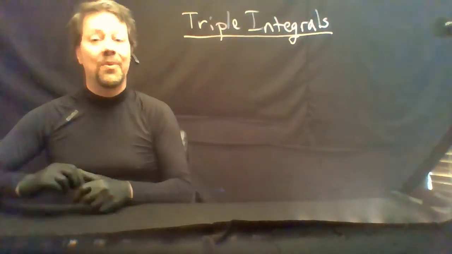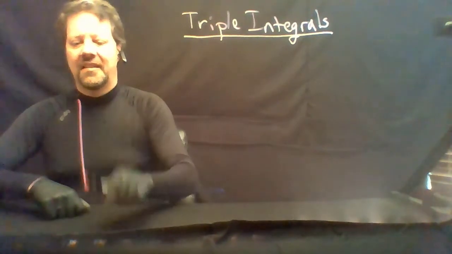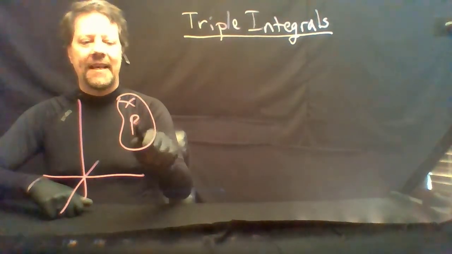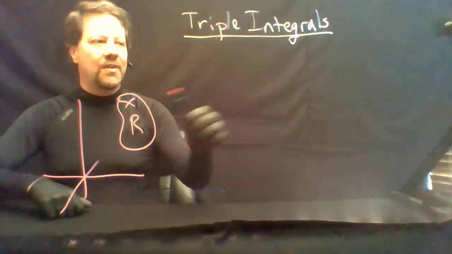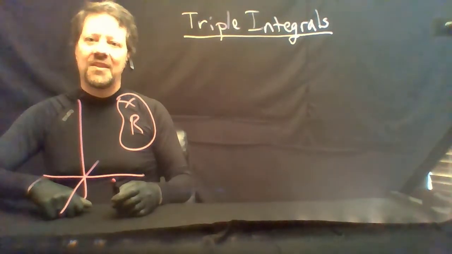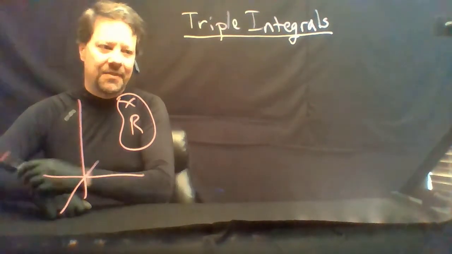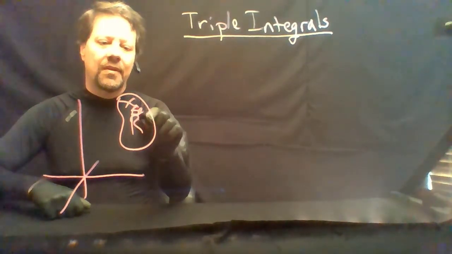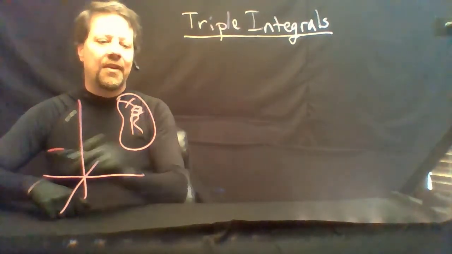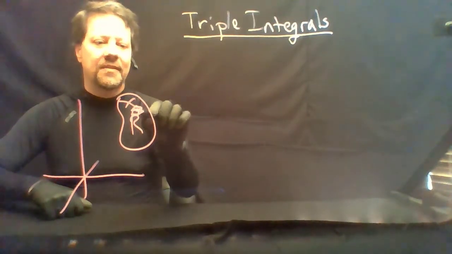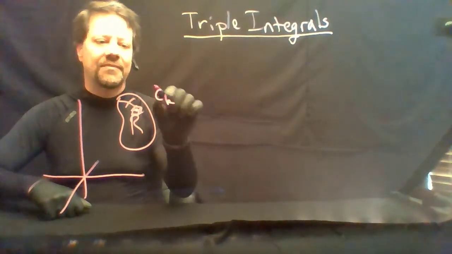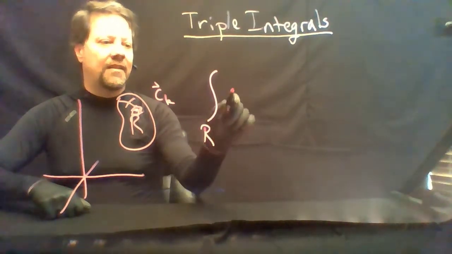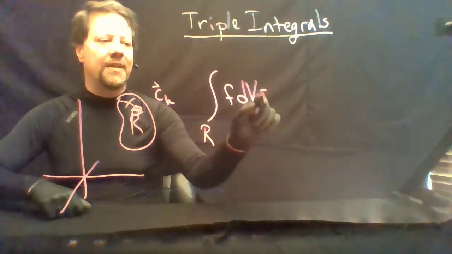I'd like to move on to triple integrals. These are defined over some 3D region in space, and we want to slice these up. We want to find a partition of those. We're going to cut out little volumes, and in those little volumes we'll have sampling points c sub k, and we're going to define the integral over R of some function against a volume element to be the limit.